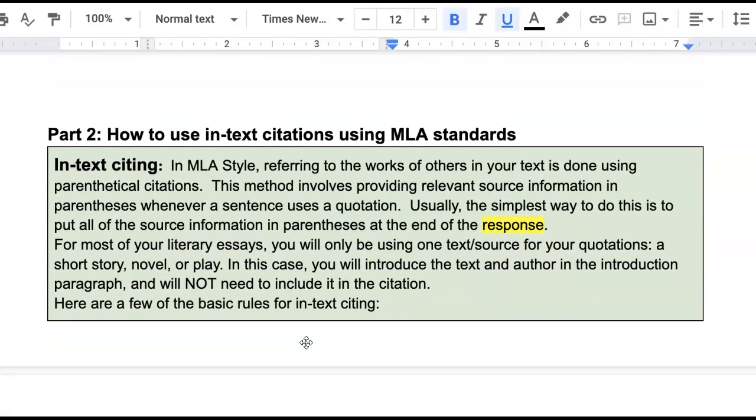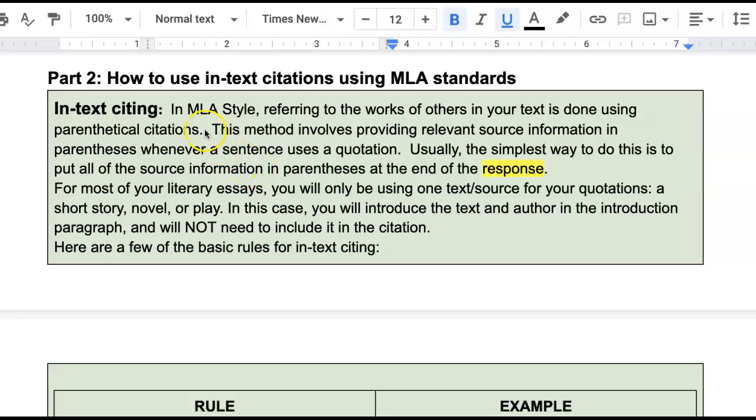Okay, so part 2 is how to use in-text citations using MLA standards. As we mentioned, in MLA style, you're referring to works of others in your text using what's called parenthetical citations. This method involves providing relevant source information in parentheses whenever a sentence uses a quotation. Usually the simplest way to do this is to put all the source information in parentheses at the end of the sentence.